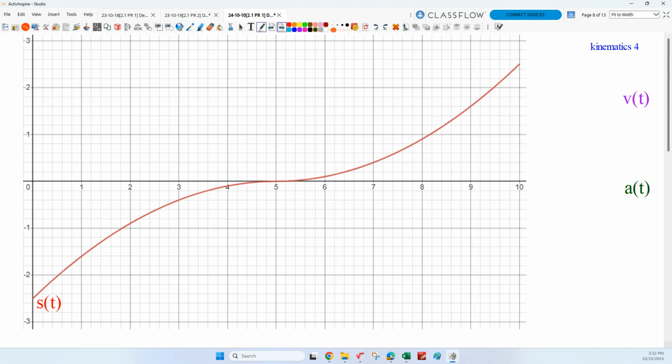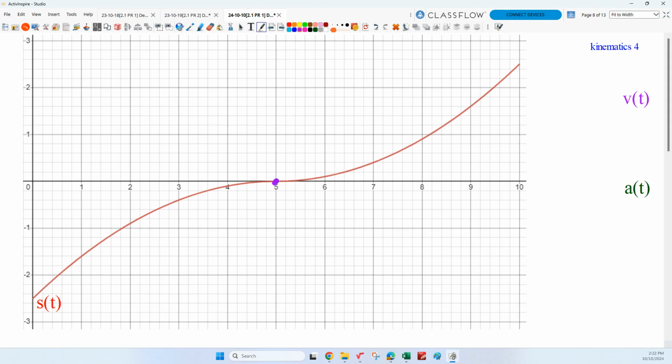Let's try another one. How about that one? That's our position function. Any place where we know the value of velocity? At 0, yeah, we have a horizontal tangent at 0, don't we? And so we know the value of the velocity is 0 at 5 seconds, right? Because that's where we have a horizontal tangent.